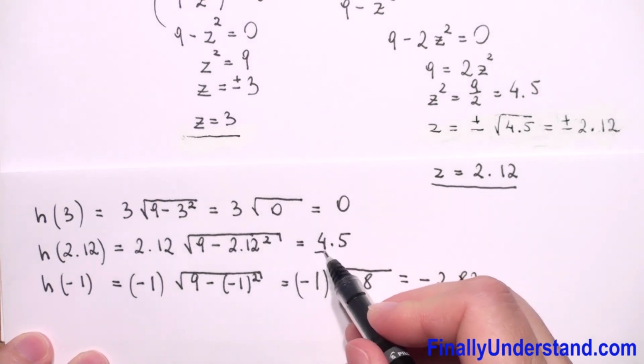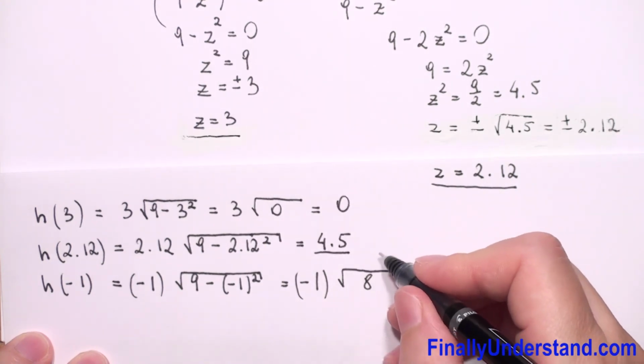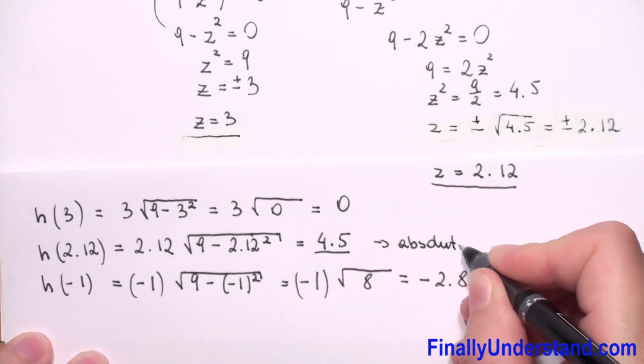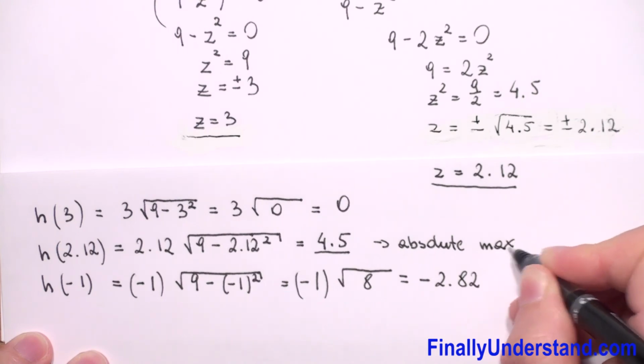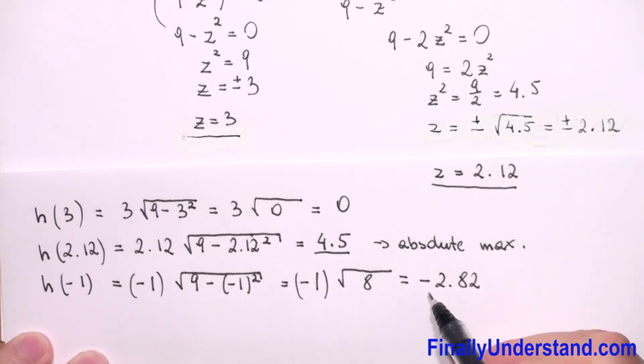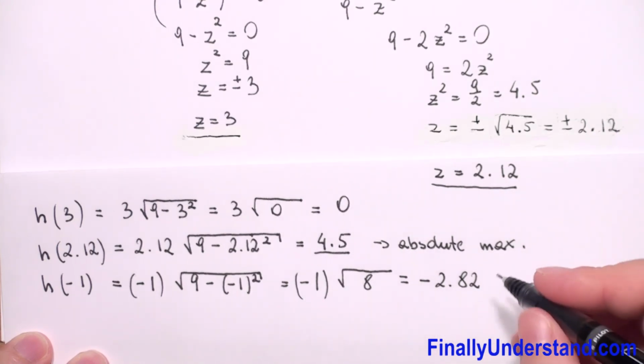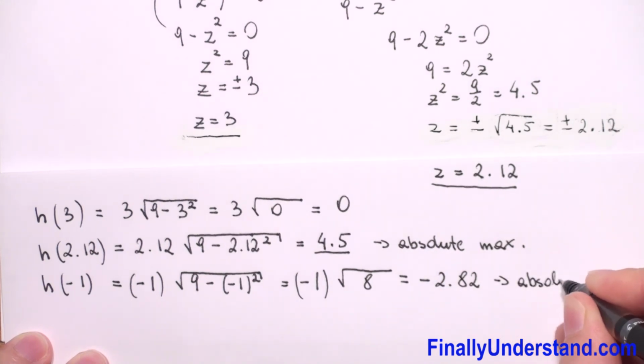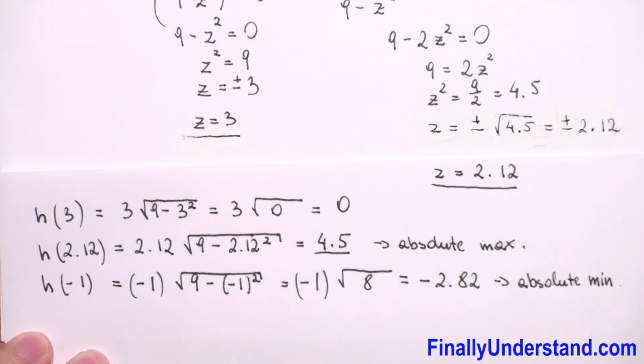It will be our absolute maximum. And the smallest is -2.82. This is our absolute minimum. This is my solution.